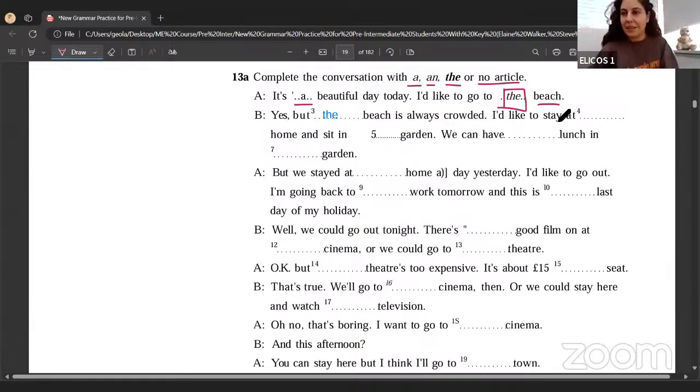I want to go to the markets. I want to go to church. Sorry, church doesn't have the, but just remember it is kind of specific. The beach. Okay, it doesn't matter which one. It's all along the coast. I'd like to go to the beach. And then you said yes, but the beach is always crowded. Crowded means there's a lot of people there.